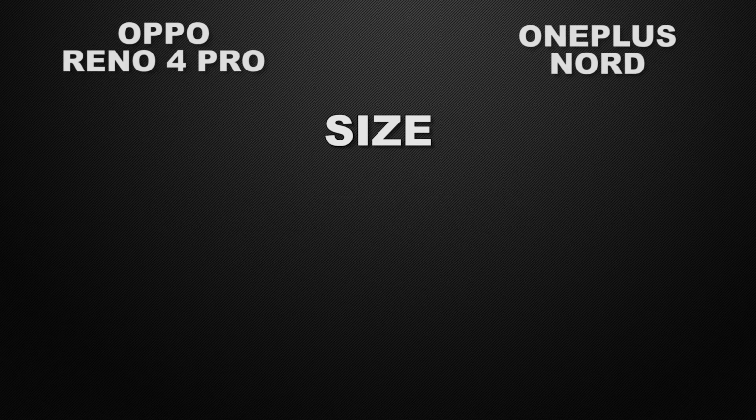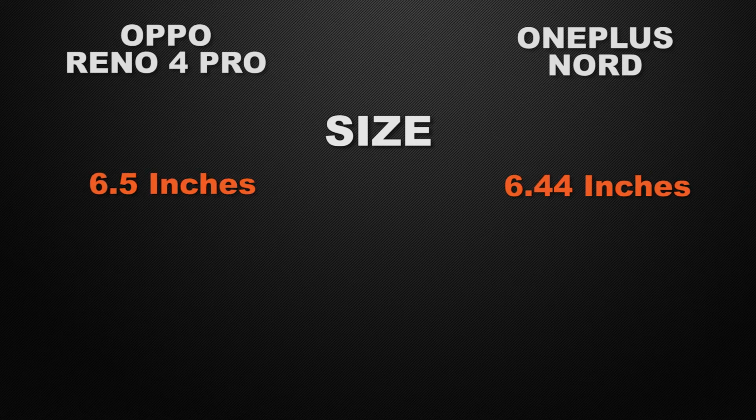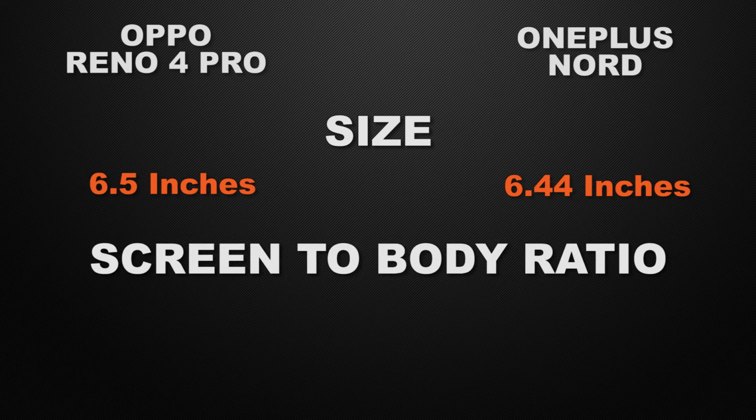Moving to the display features of the devices. Reno 4 Pro has a 6.5 inch punch hole display and Nord also has a 6.44 inch punch hole display. So I will call it a tie here because both of the devices have approximately the same size. And about the screen to body ratio of the devices, Reno 4 Pro has 88.3% and OnePlus Nord has 86.7%. So the winner here is Reno 4 Pro because of the larger display.